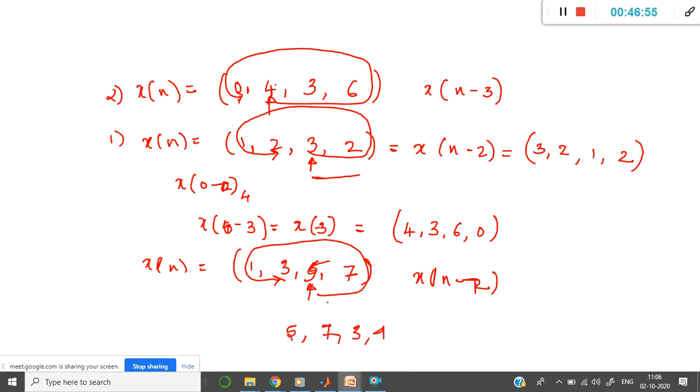So now I'll quickly move to the property here. If x of n is my input signal, its DFT will be X of k, right?